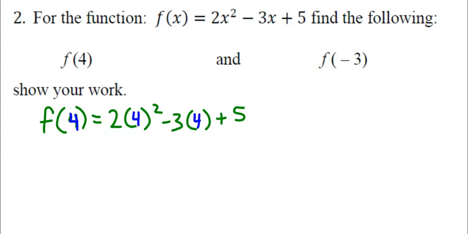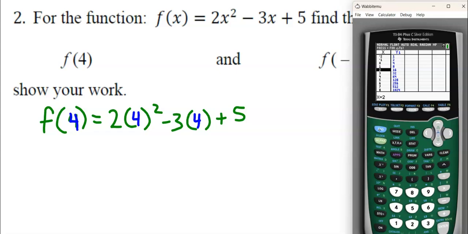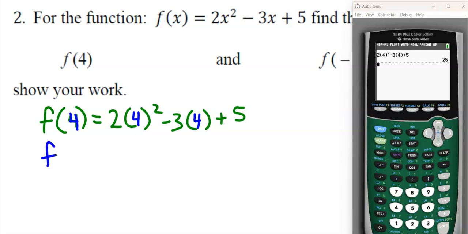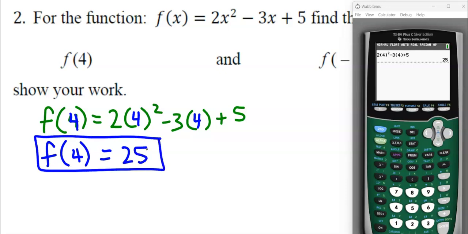Now I can compute it myself, or I can pick up my calculator and simply type this expression, 2 parentheses 4 squared minus 3 parentheses 4 and plus 5. The calculator can do all that work in one step. So if function f has an input of 4, the output is 25. And that's the final answer.